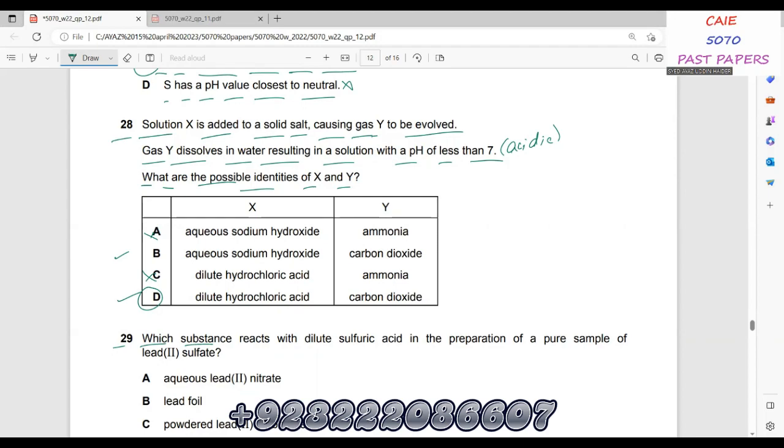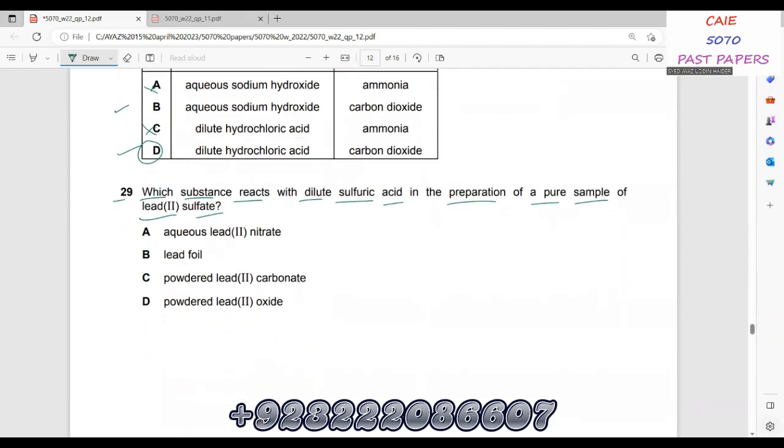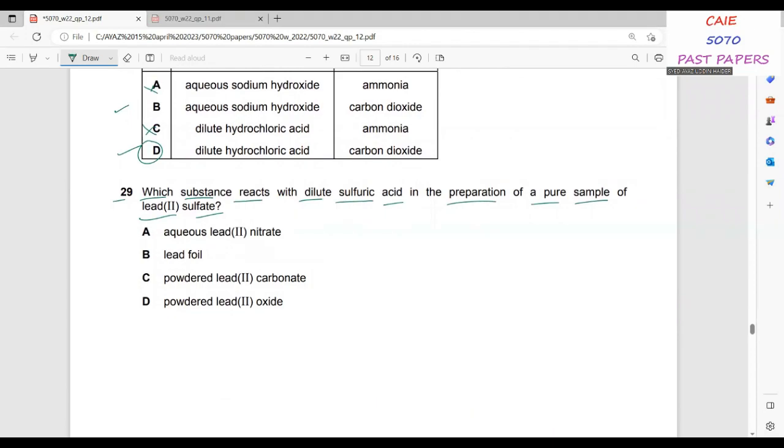29. Which substance reacts with dilute sulfuric acid in the preparation of a pure sample of lead-2 sulfate? Lead is among the less reactive metals. It is below hydrogen, so you can't react lead metal or its compound with dilute acid. You have to use a soluble lead salt in this case. So we have only one choice that will be correct, A, because it's written aqueous lead-2 nitrate.